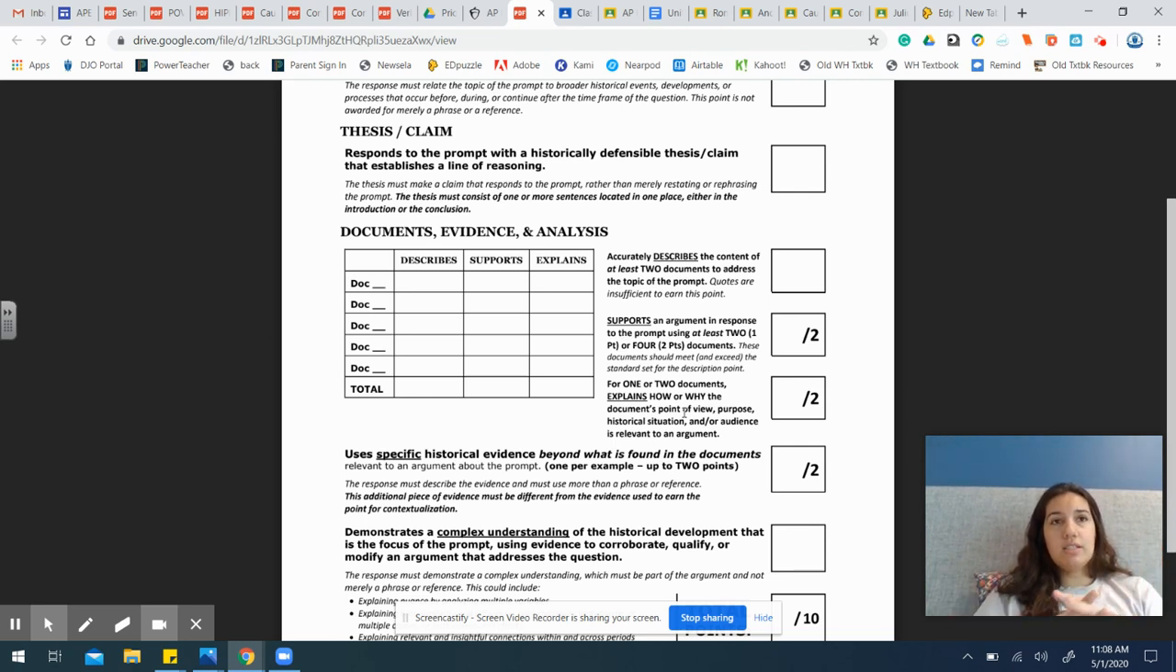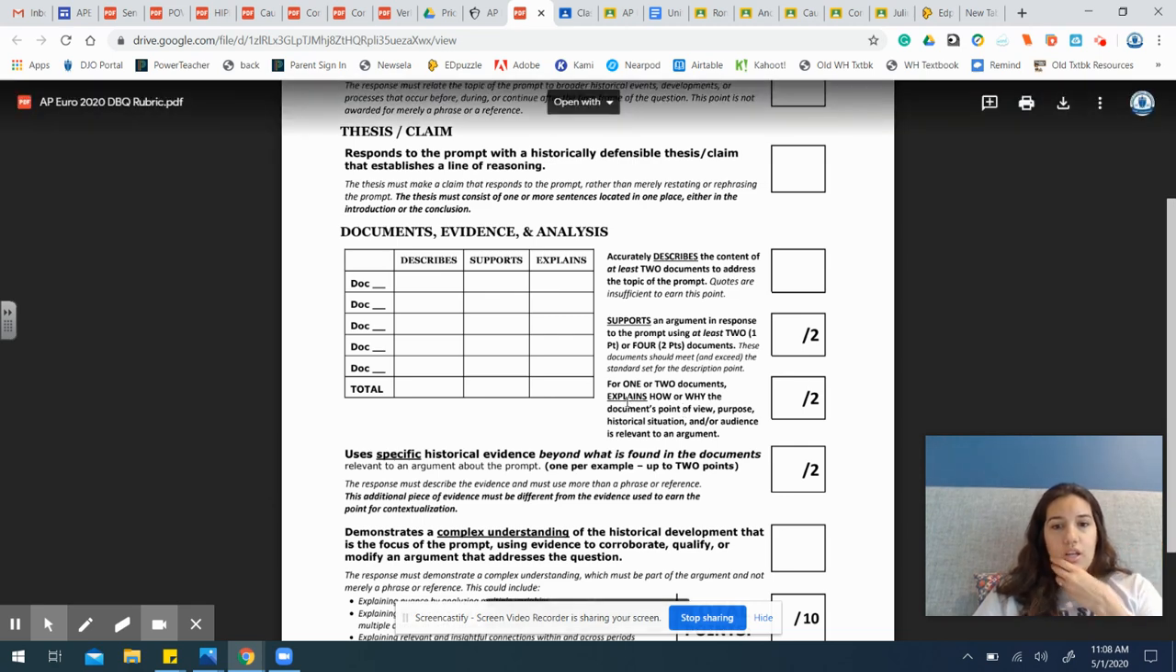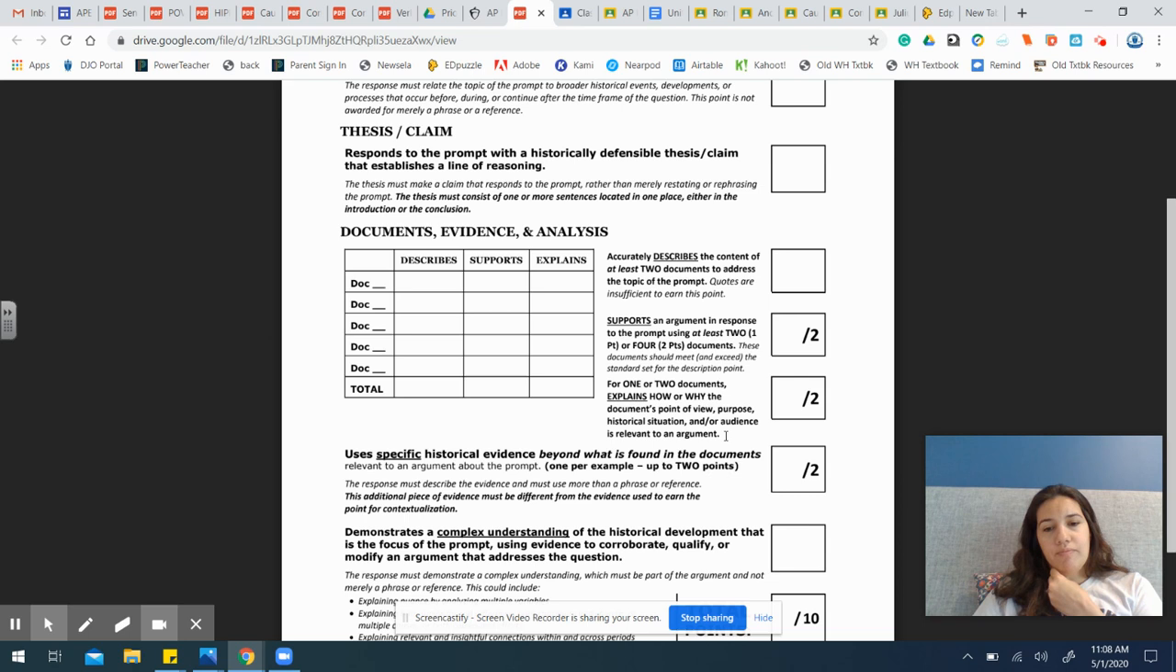And then you can provide some contextualization in there as well, especially with this last point here. For the explanation, when you cover the point of view, purpose, and audience, and then you extend beyond that, really showing your knowledge here of the time period is how you can further connect the contextualization for this explanation point.